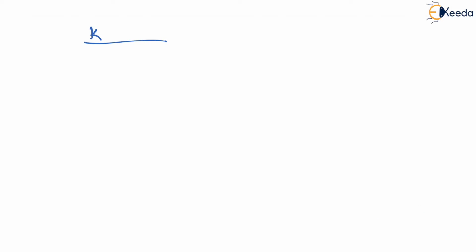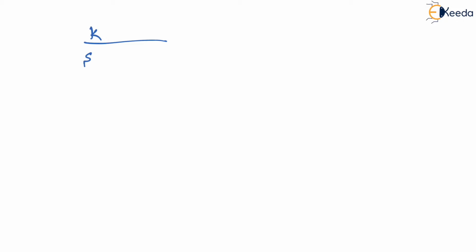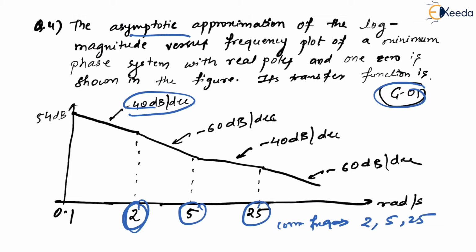See, K upon. How do you get that? Yes, if you see what has happened before the first corner frequency, which is 2, is there any slope? Yes. What is that slope? That slope is minus 40 dB per decade. This indicates that there must be two poles at origin, because we know that one pole contributes minus 20 dB per decade slope, which means two poles will give minus 40 dB per decade slope, correct?